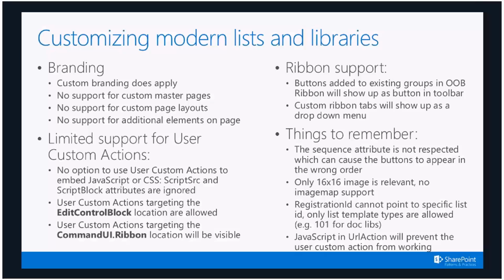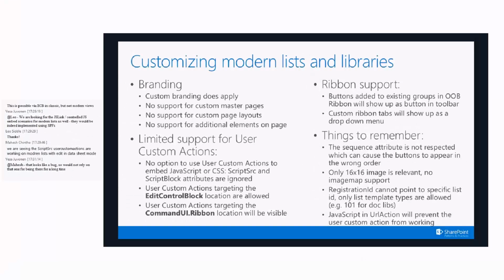And two other gotchas that we saw people hitting is the registration ID. So in regular custom actions, you can actually point to a list ID as registration ID, so you can really scope it to a particular list. If you do that, it will not show up. You really have to point it to a regular list template type, like 101 for document library.